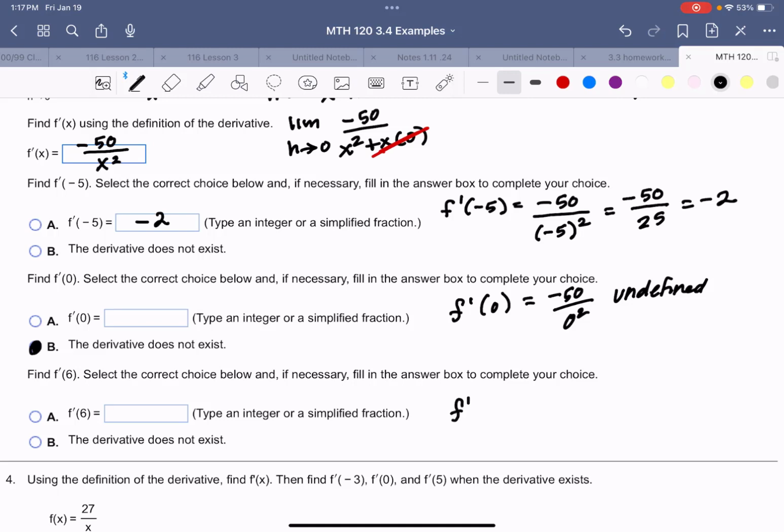But we can do f prime of 6. That's negative 50 over 6 squared. Negative 50 over 36 reduces to negative 25/18. So negative 25 over 18.